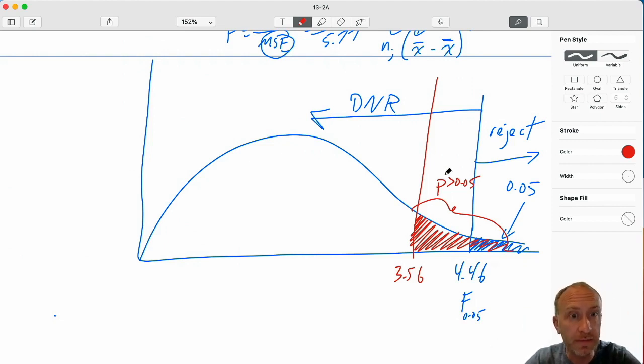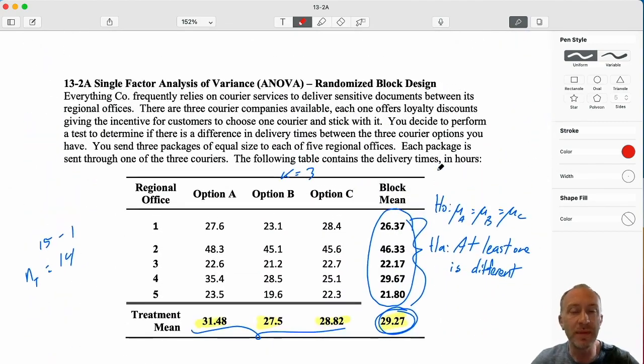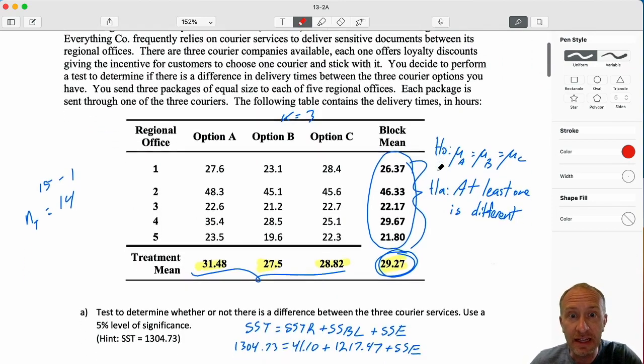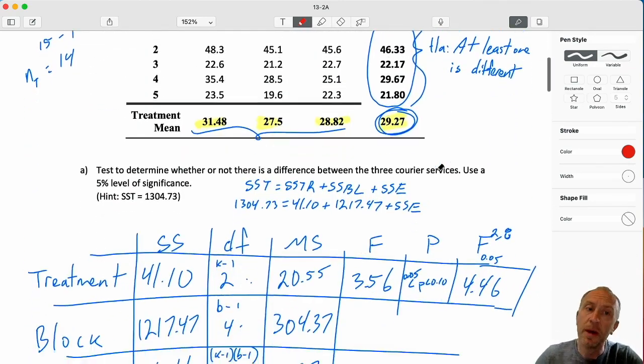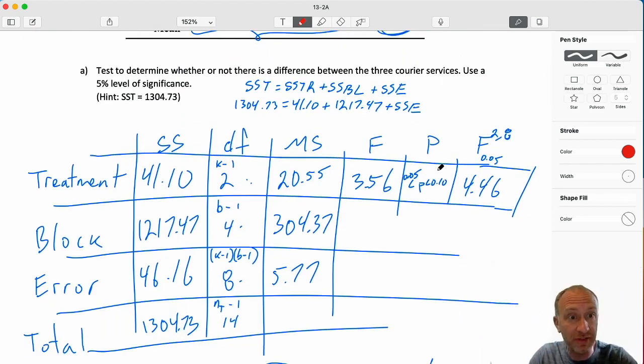do not reject. We have insufficient evidence here to show that any one of these three courier companies is different in terms of their delivery times. Whew, we did it. Lots of calculations, time consuming. But hopefully you see how similar these calculations are to previous ones that we've done.